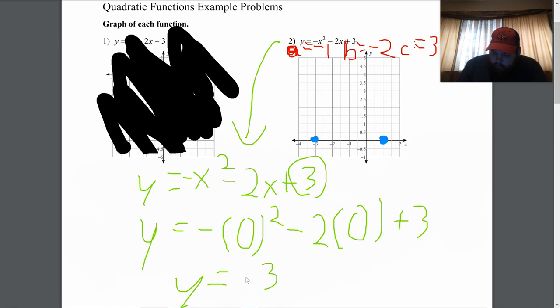So again, this is a y-intercept. So we look at our y-axis, which is the one that runs straight up and down. We're going to put a point at 3. That's all we do for that one. So we're already almost there. Just got to do axis of symmetry and then our vertex.